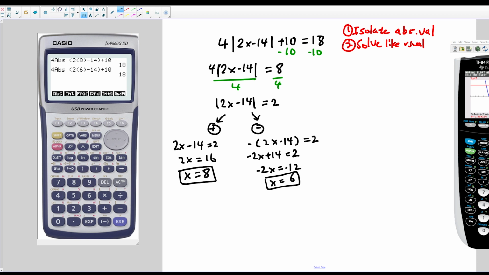I've checked them algebraically. Of course, we can also graph this as well to see if that is true, and we would end up with our x values also at 8 and 6.